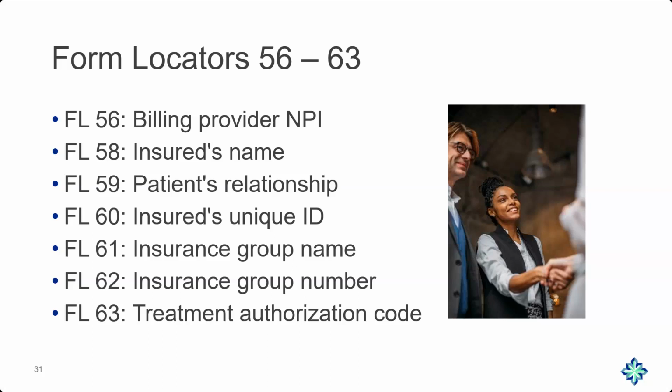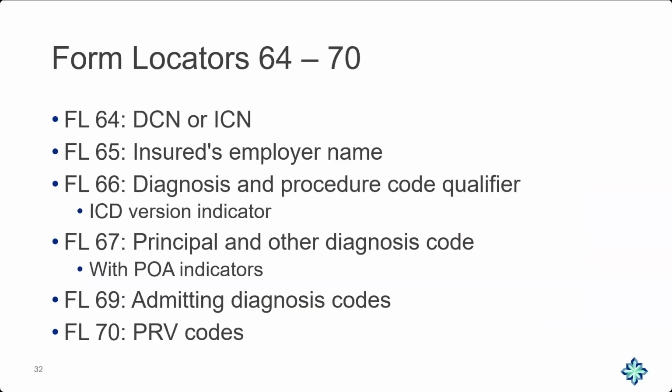Several of the next group here that we have are situational. So we have 60, insured's unique ID, the insurance group name, the insurance group number. A lot of these are situational and only if they're known. Form locator 63, last one listed here, is the treatment authorization code. Again, remember, this form is not just for Medicare use. Moving right along here, we have form locator 64, which is the document control number, DCN, or the internal control number that's assigned to the original bill. 65, the employer name of the insured.